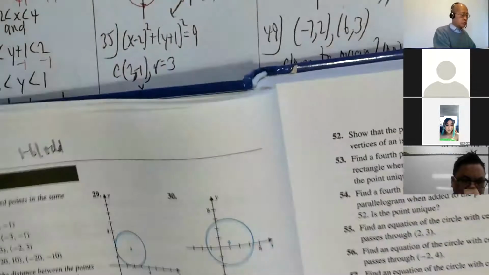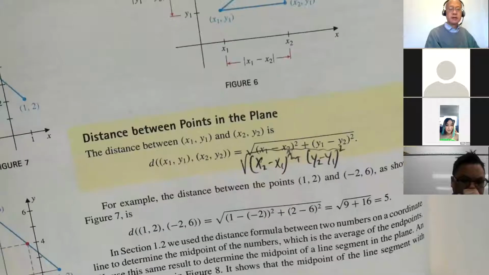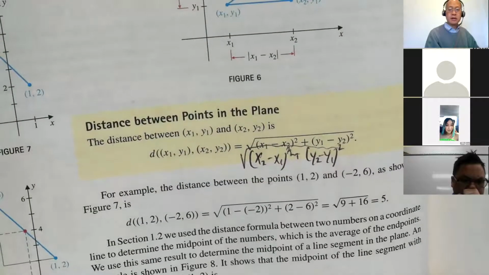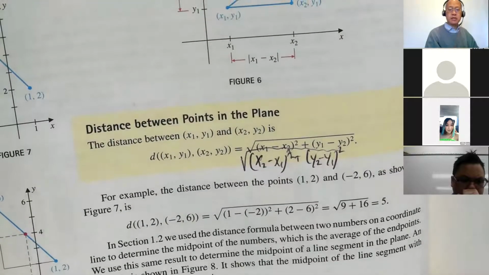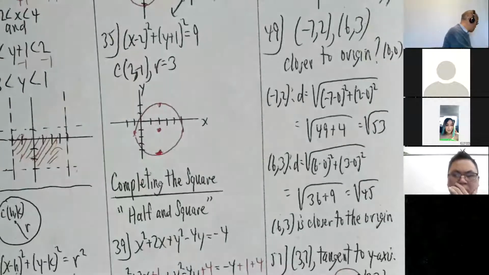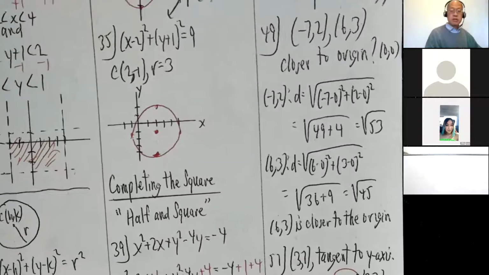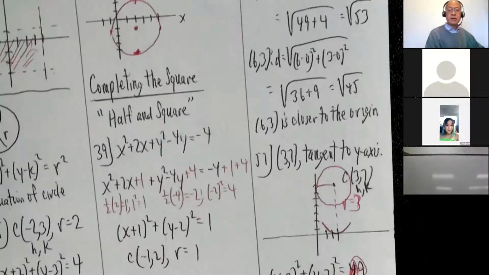So reminder, we are doing this formula. Distance is the square root of x2 minus x1 squared plus y2 minus y1 squared. Page 16. Put it on your formula sheet. Put it on your cheat sheet if you would.